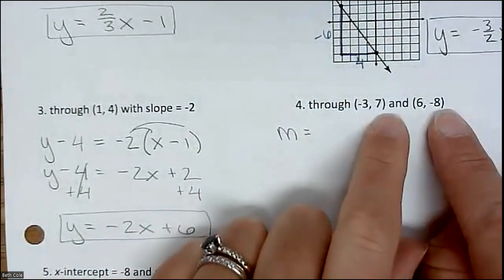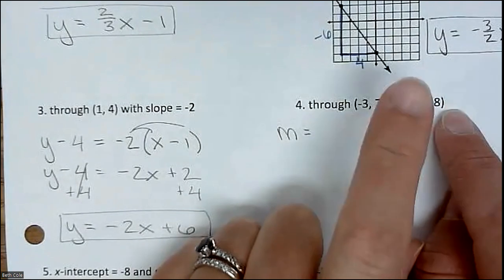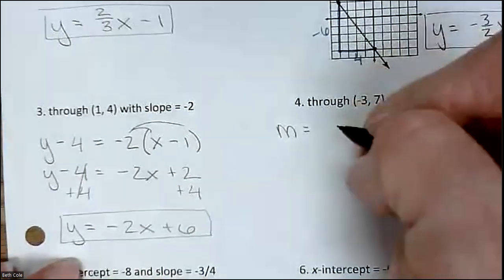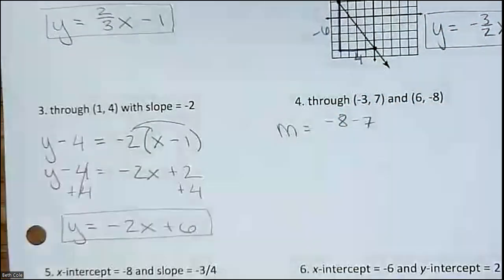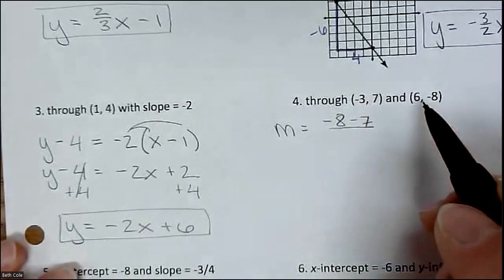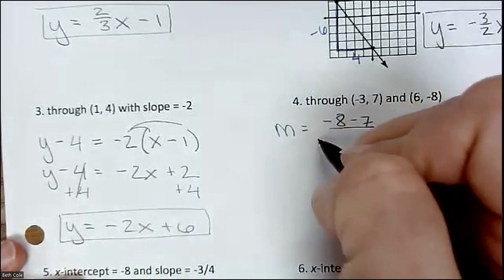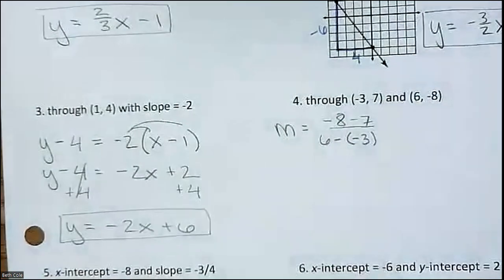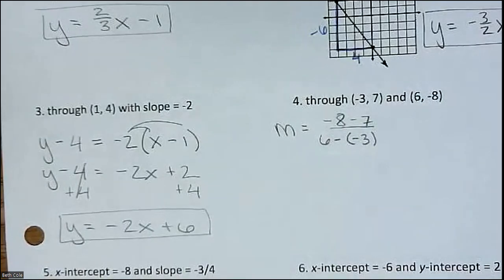Subtract your y numbers. Which numbers are the y numbers? Yeah, the -8 minus 7. Right, fraction bar, and then we're going to subtract the x numbers. It would be 6 minus -3, which would actually be +3. And if you want to just go ahead and write the +3, you can do that. Now, at this point, I would expect you would just type it in your calculator.